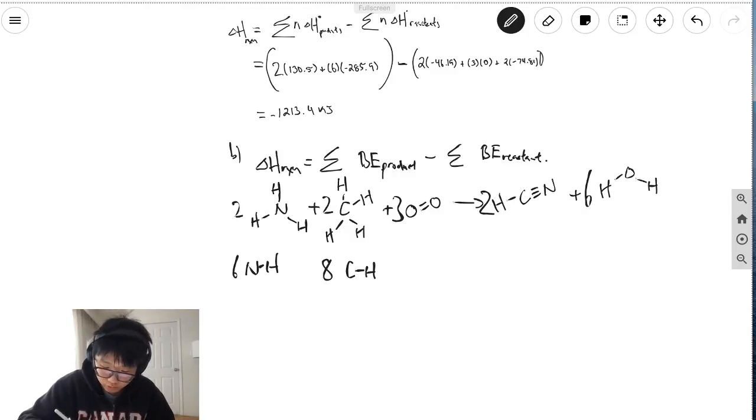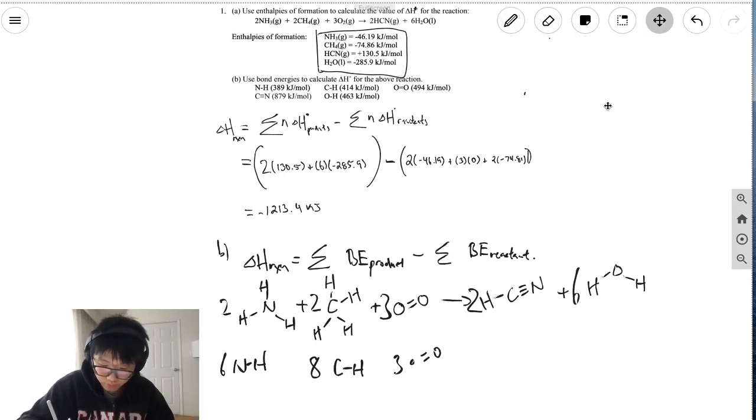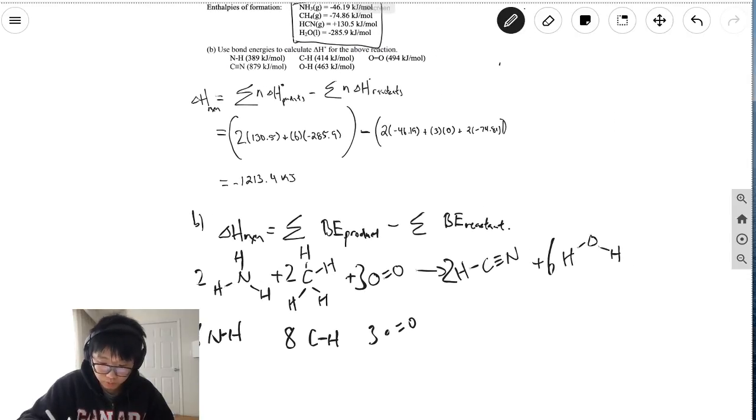For oxygen, 3 of those is just 3 oxygen double bonds, and we have a value for that, I believe. Yes, we do: that's the 494 kilojoules per mole.